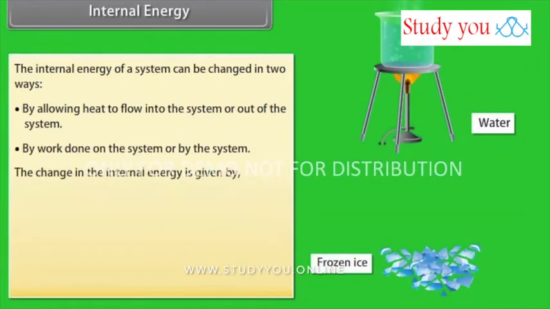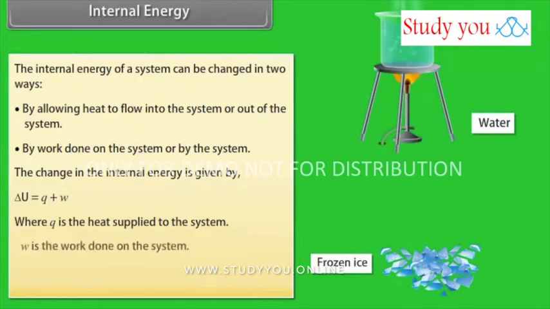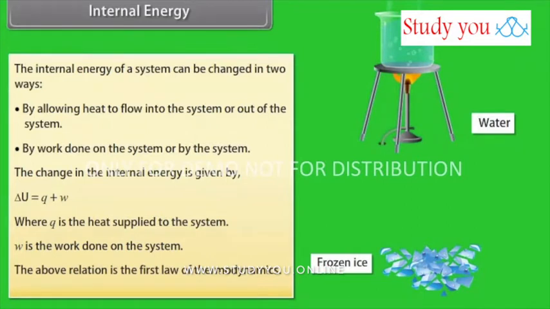The change in the internal energy is given by delta U equals Q plus W, where Q is the heat supplied to the system, W is the work done on the system. The above relation is the first law of thermodynamics.